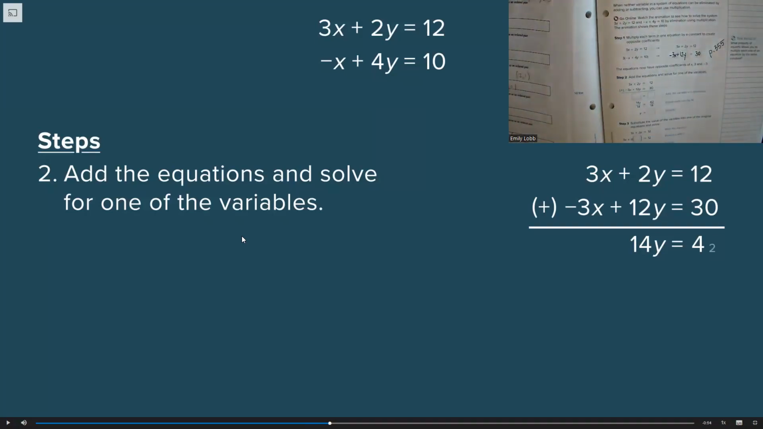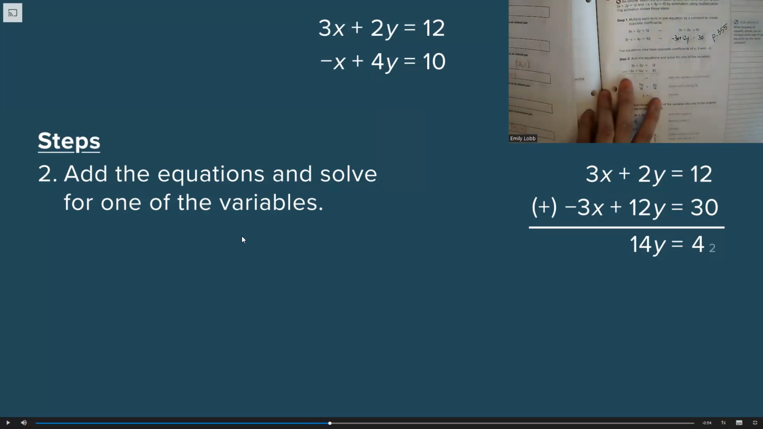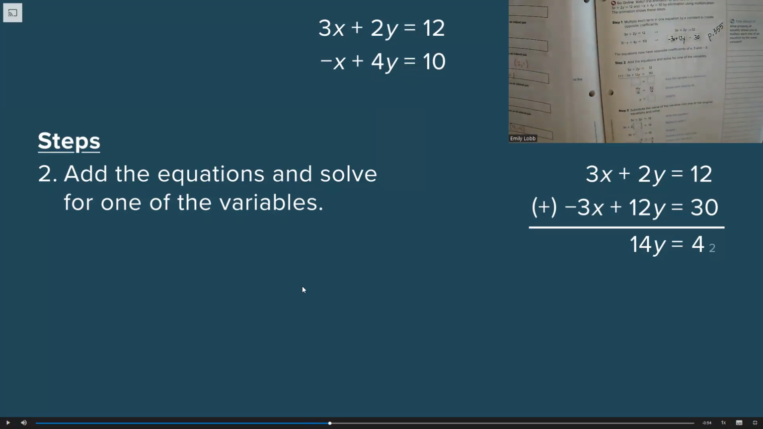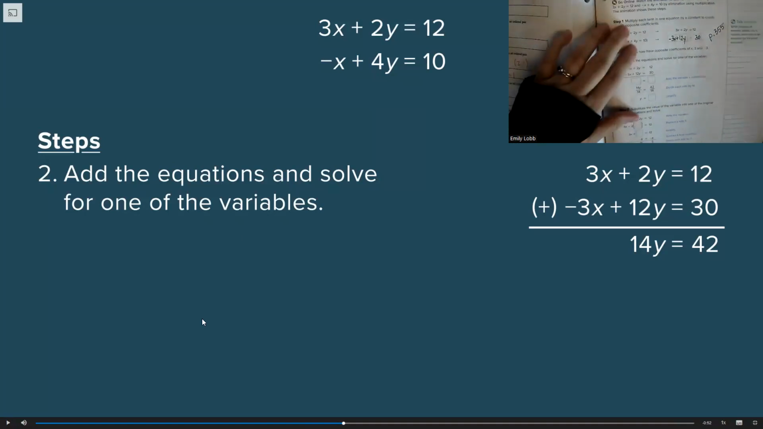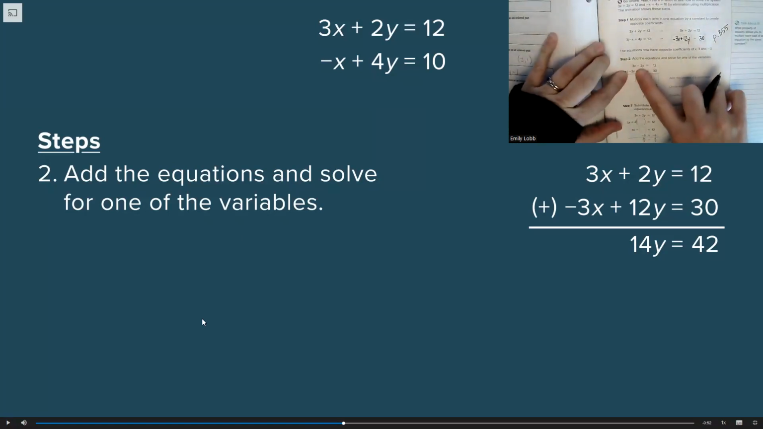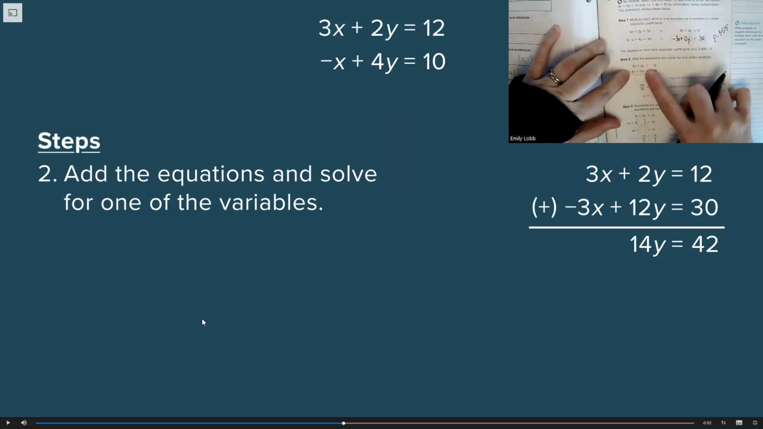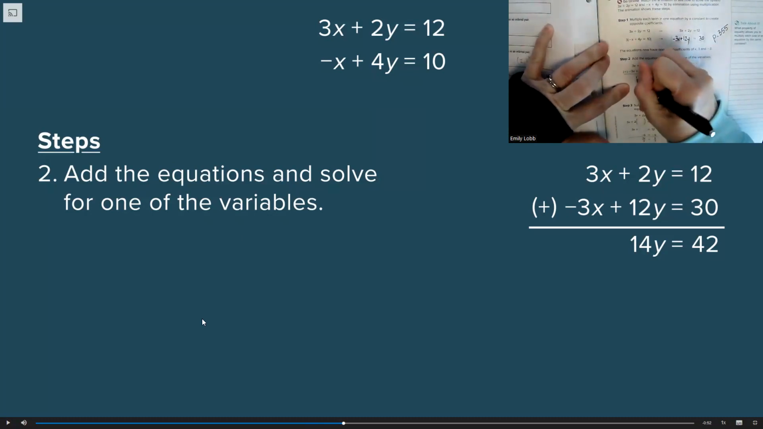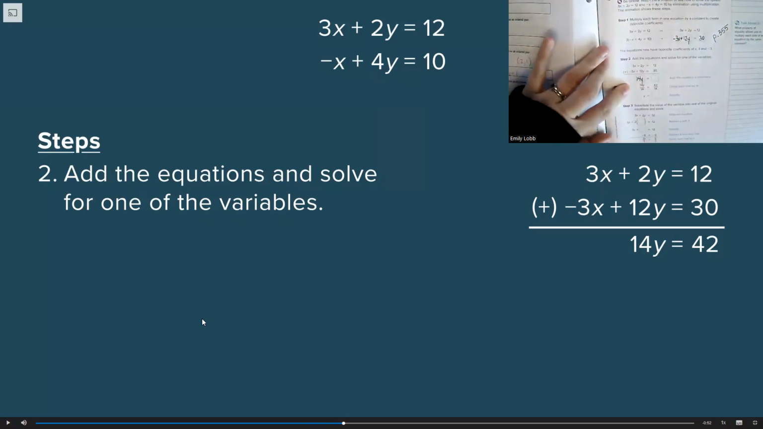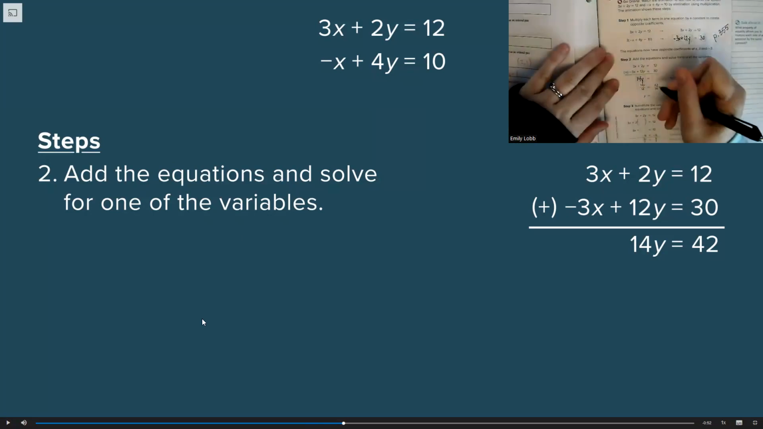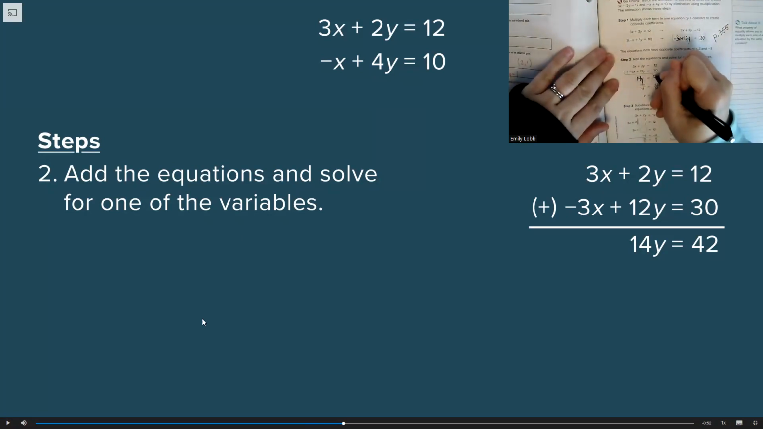So the first thing they did was multiply that through. Then they're moving on to step 2. That was a little quick, sorry. X is eliminated. So when they added these up here, the x terms eliminated. 2 plus that 12 gave them 14y. And then 12 plus 30 gives them 42.